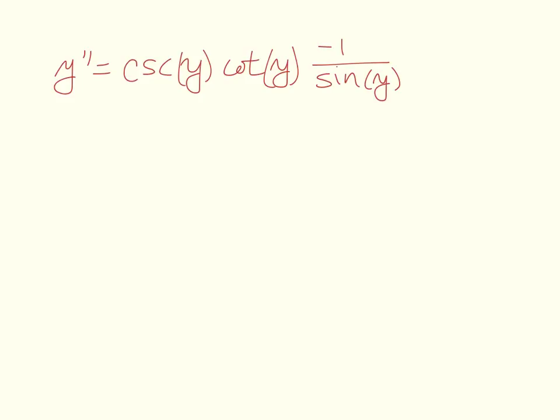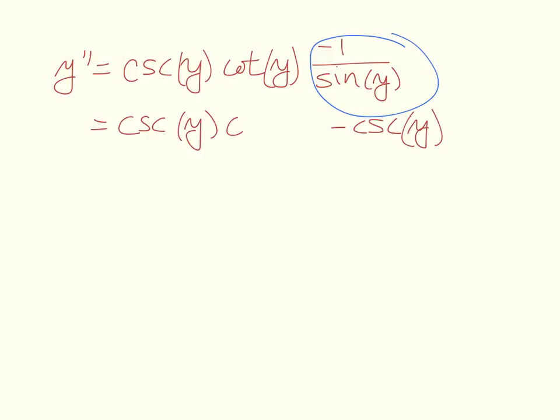From the previous slide, we have the second derivative being equal to cosecant y times cotangent y times negative 1 over sine y. The only thing we need to do now is clean this up a little bit, and that mainly lies in this part right here. We know that negative 1 over sine y is the same thing as negative cosecant y, with the rest of our derivative staying the same.